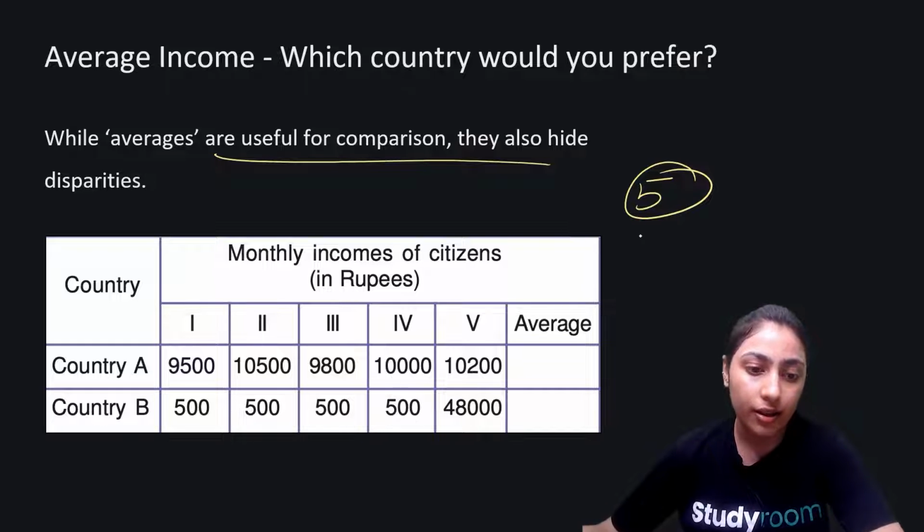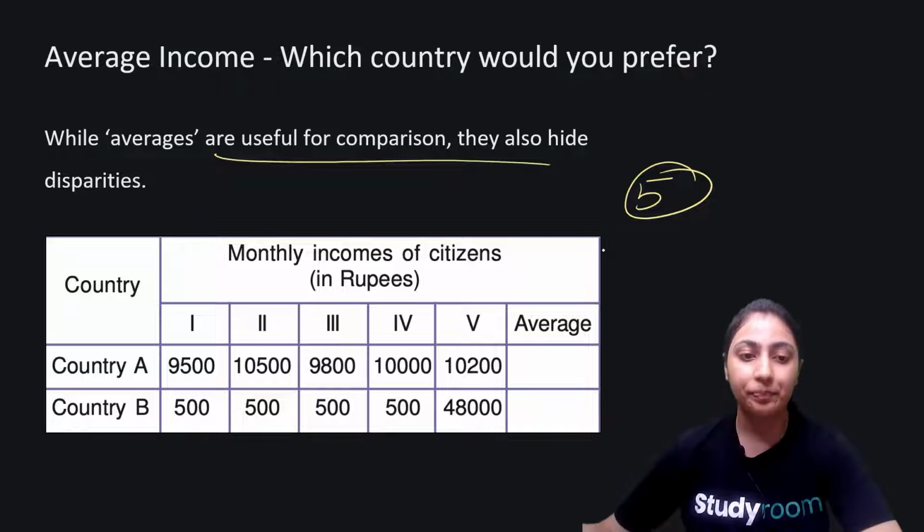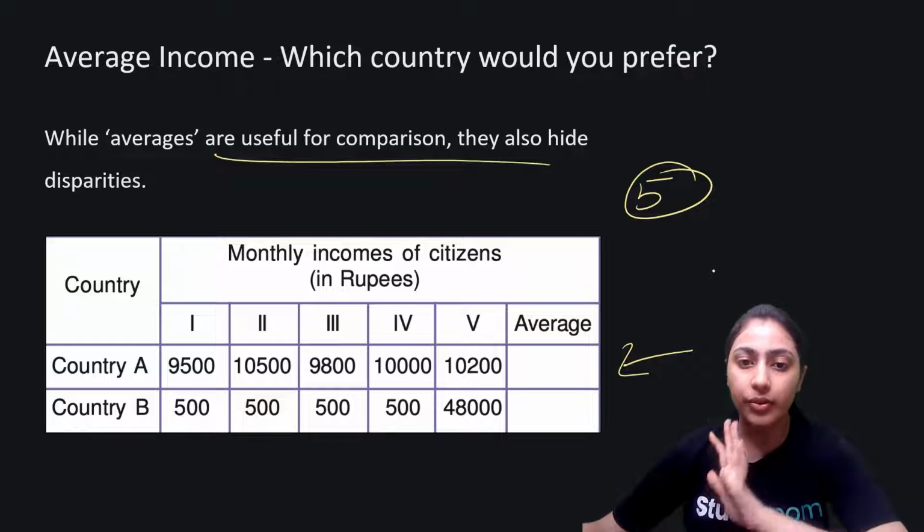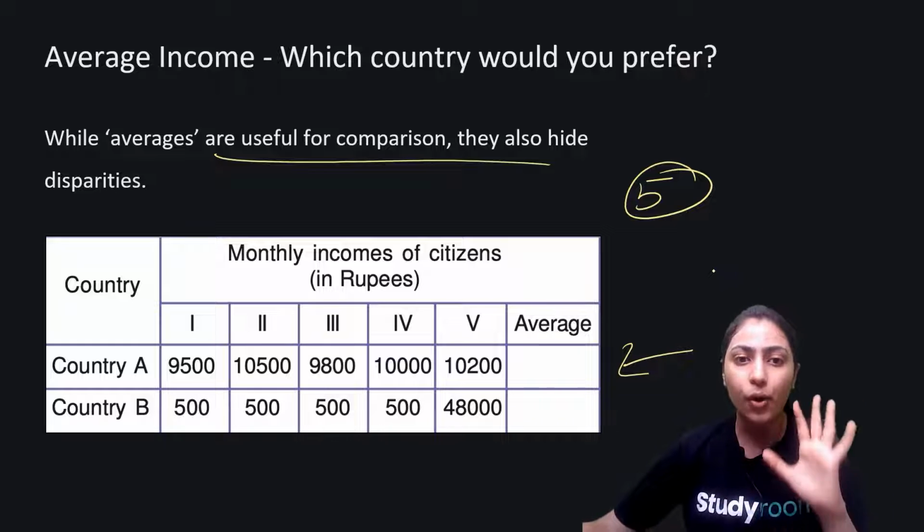First citizen in country A earns 9,500. Then the next citizen in country A earns 10,500. Third earns again 9,800. Fourth earns 10,000. Then fifth earns 10,200. So taking only this country as of now, you can see that all the 5 persons, whose examples have been provided to you, are earning somewhat good.